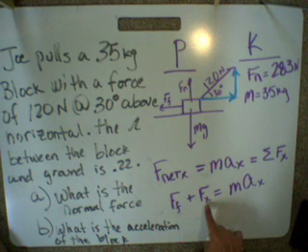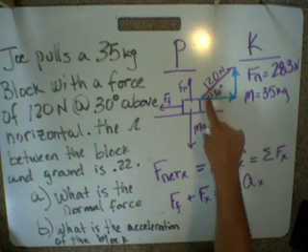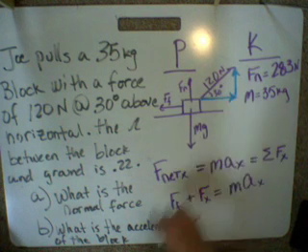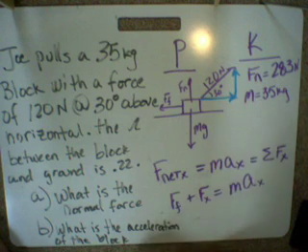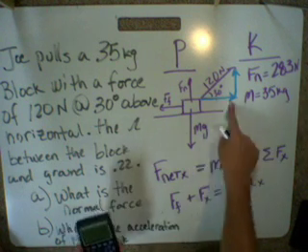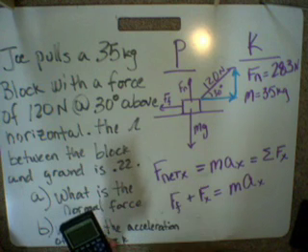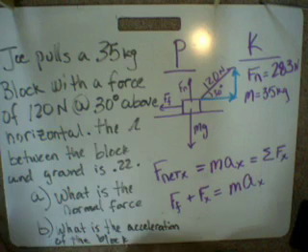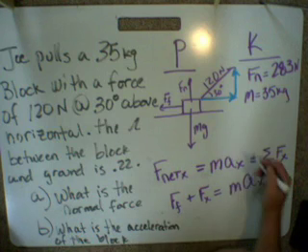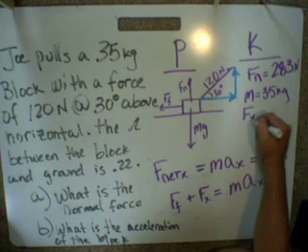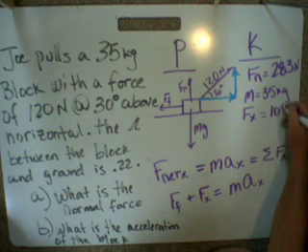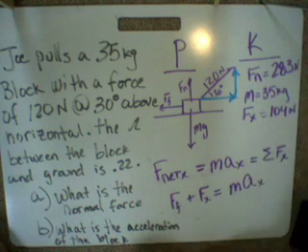So let's start with the force in the x, since that is one of our unknowns. We were given that it was 120 newtons pulled at an angle of 30 degrees above the horizontal. So doing a little bit of trig, we should be able to find that component there. 120 times the cosine of 30 gives us 103.9. Let's put it down as 104 newtons. And so F in the x is going to be 104 newtons.